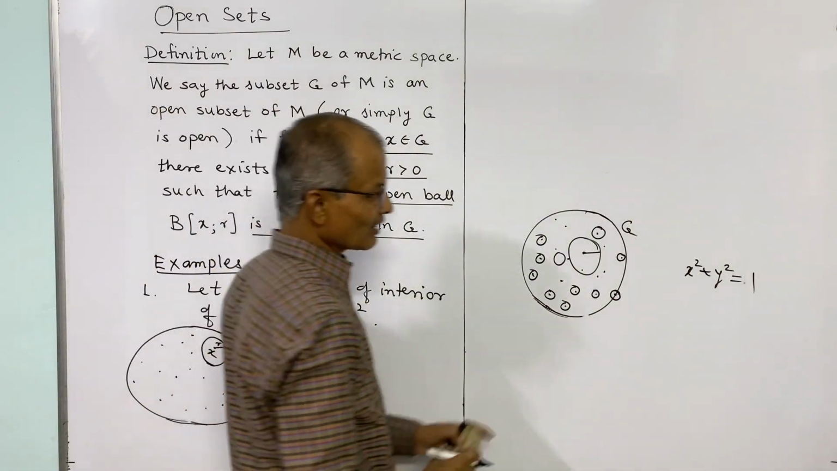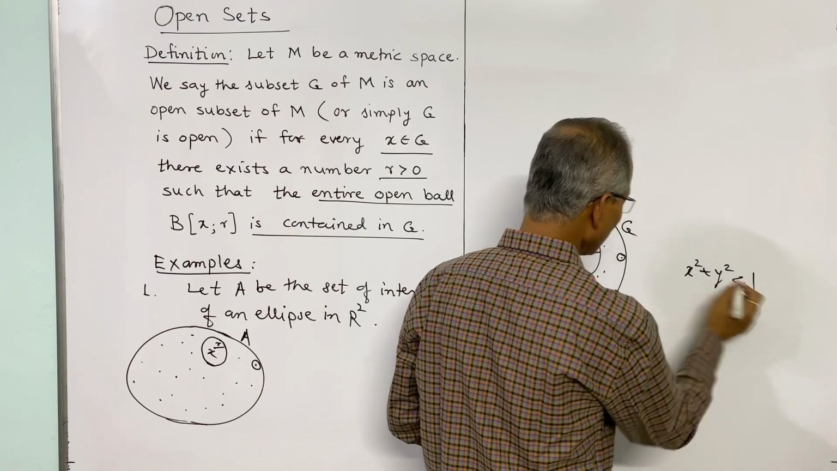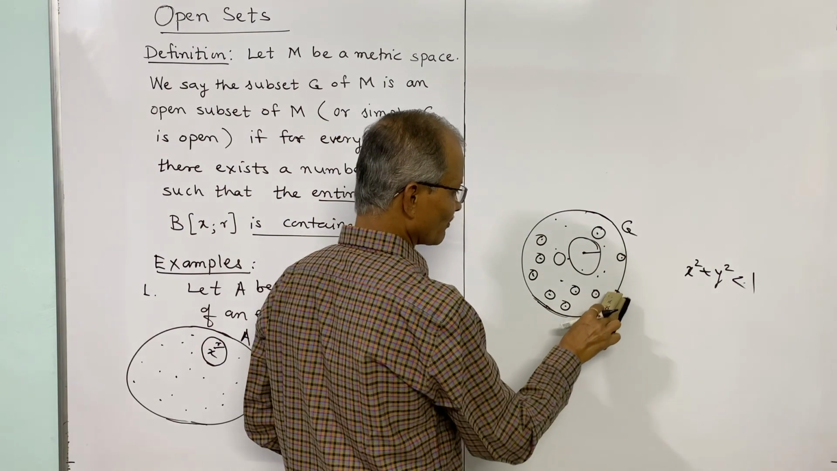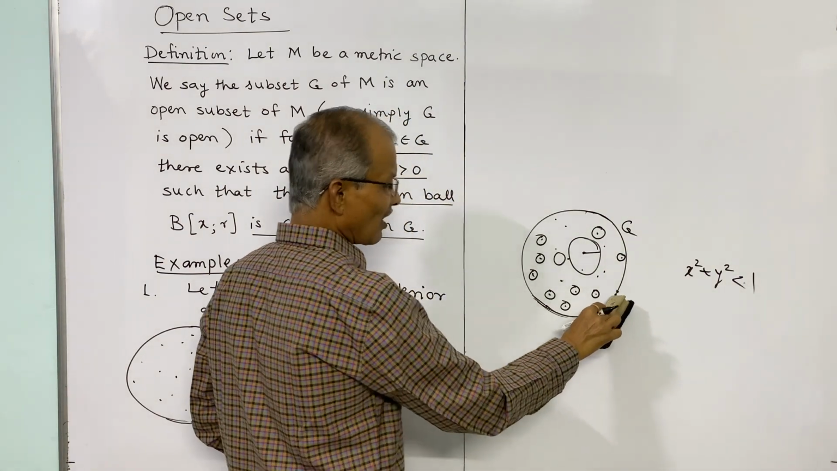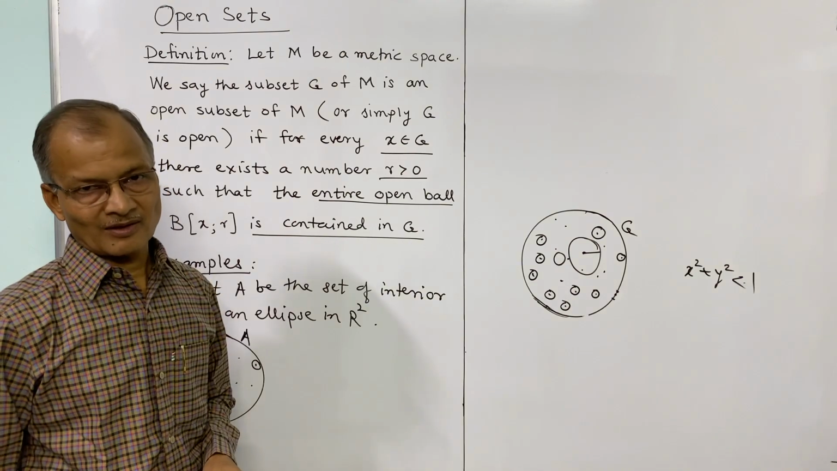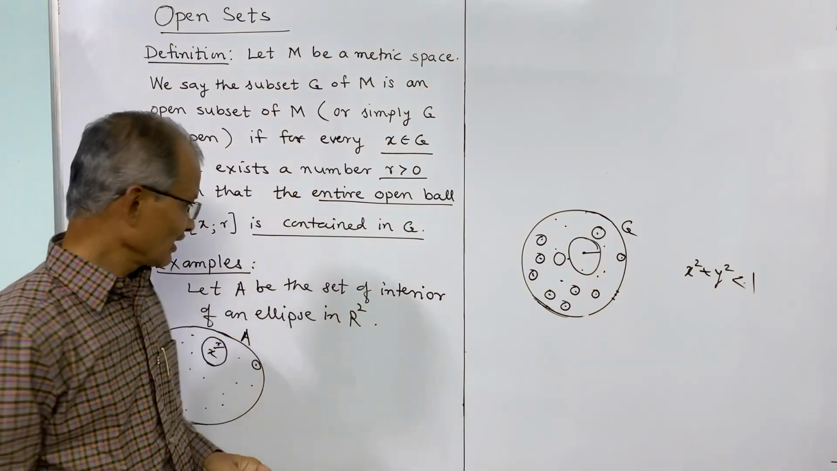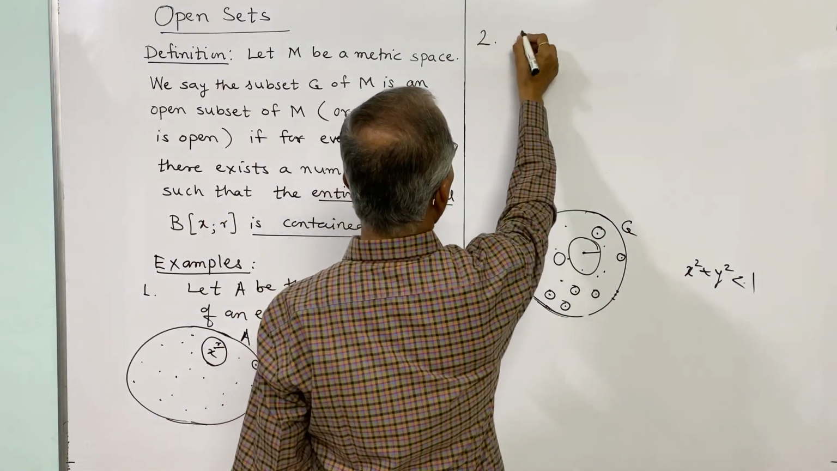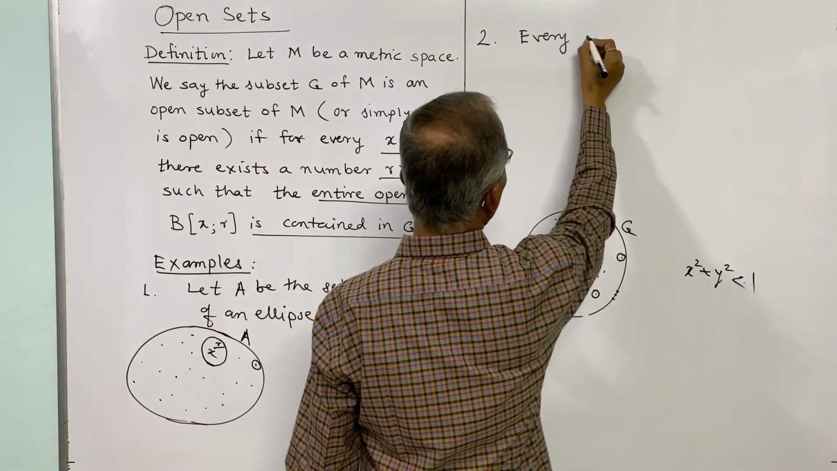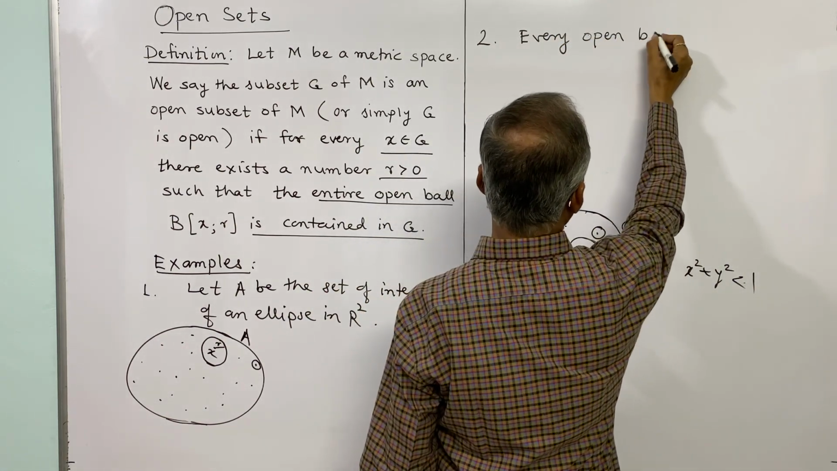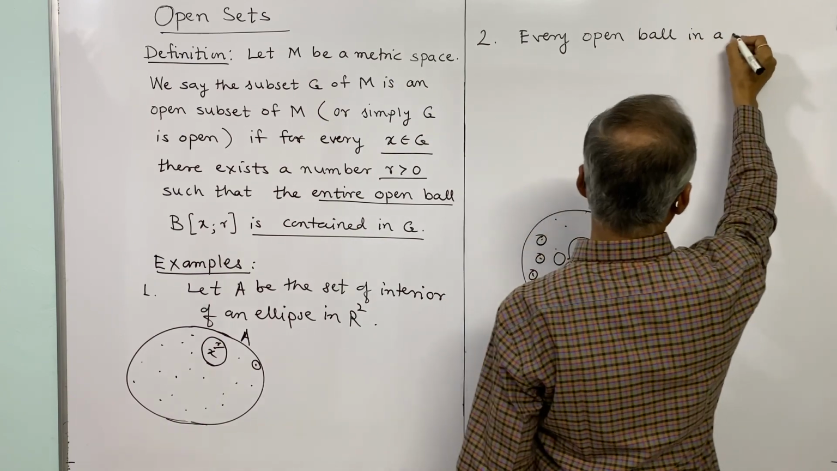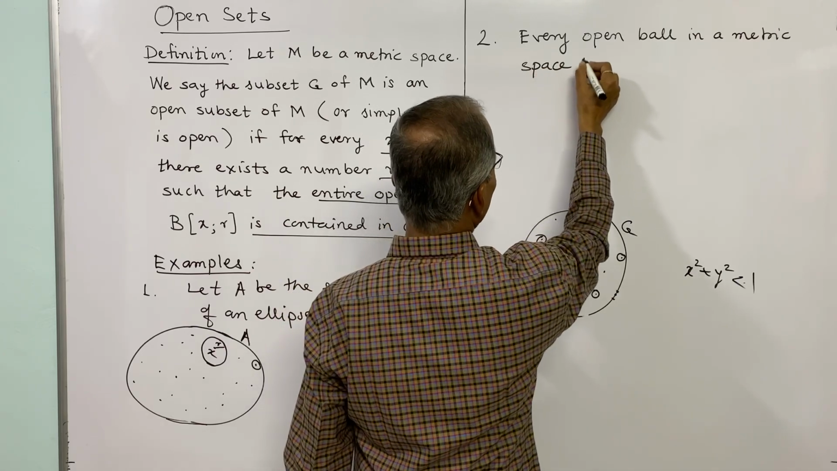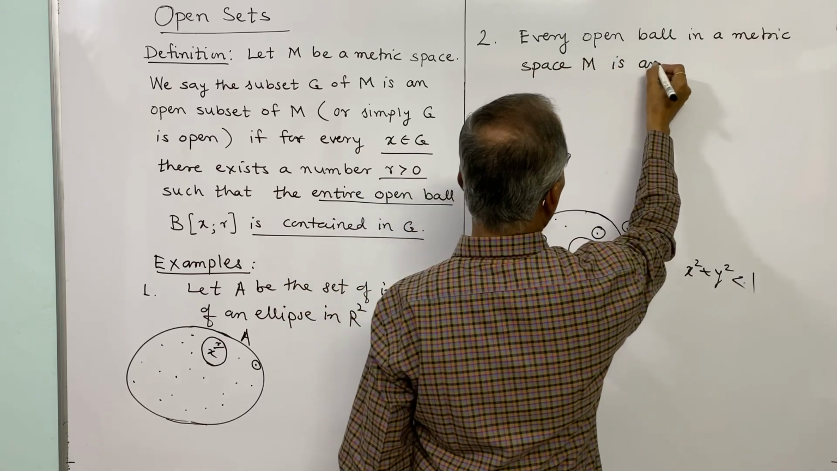So that's why the condition must be less than 1, the interior of this circle and the interior of the ellipse, or similarly the interior of the sphere will be open sets. Or the open ball is an open set, that we will consider as our second example. Every open ball in a metric space M is an open set.